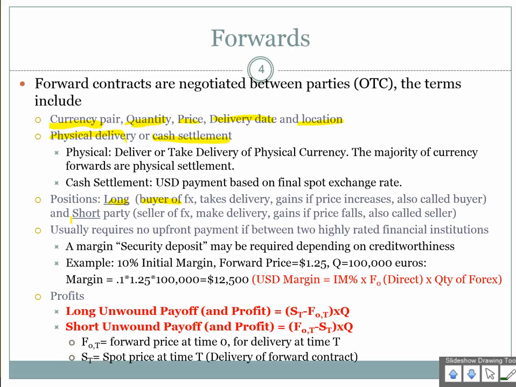The short party to that contract, or also called the seller of the forward, is the person that delivers the euros. So that person, the short party, has a contract to deliver euros and take possession of dollars, in other words, buy dollars.